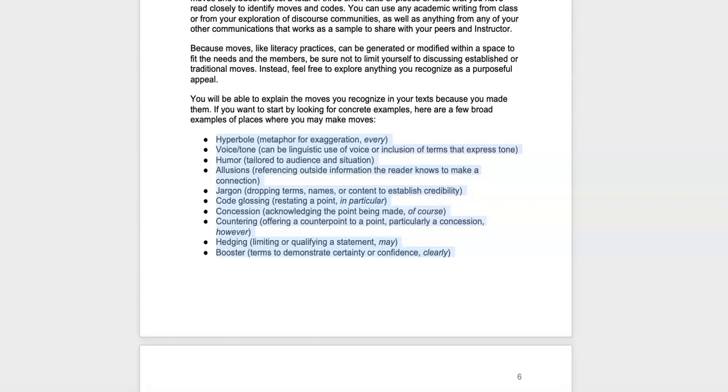Code glossing, restating a point, in particular. Concession, acknowledging the point being made, "of course." Countering, offering a counterpoint to a point, particularly a concession, "however." Hedging, limiting or qualifying a statement, "may." Booster, terms to demonstrate certainty or confidence, "clearly."